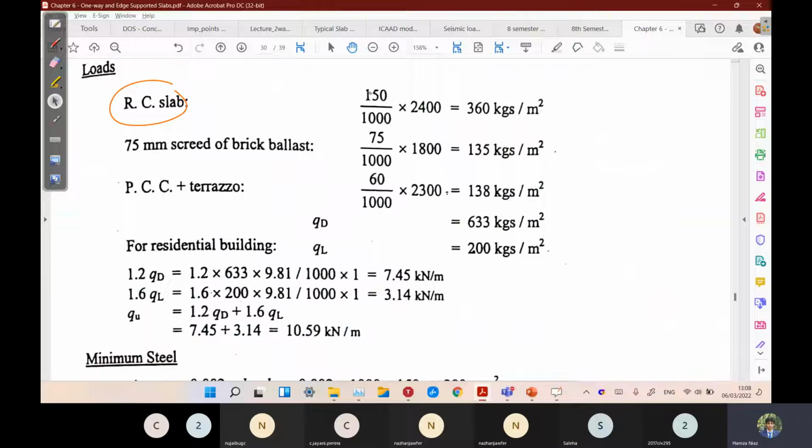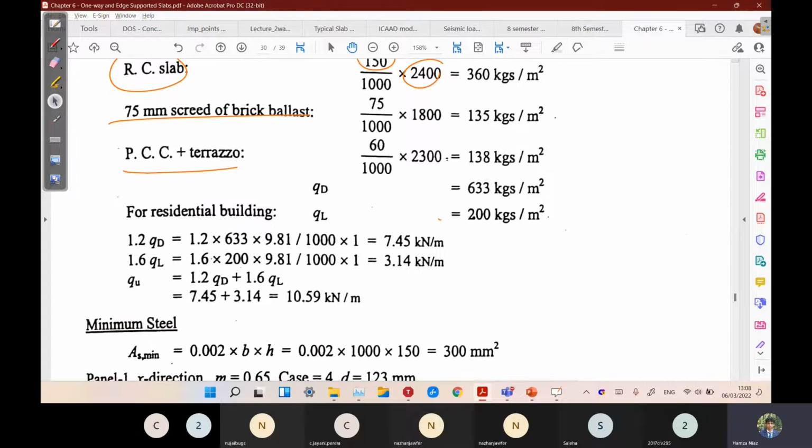For our RCC slab, whatever the thickness was, 8 times 2400, plus brick palace 75 millimeter, and floor finish of 60 millimeter. So we add them. This is the dead load. For live load, we assume 200 for a residential building. We can also assume 250 for residential and 300 to 350 for office or commercial buildings. Factored live load we calculated.